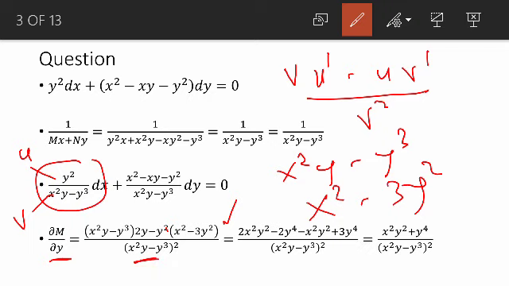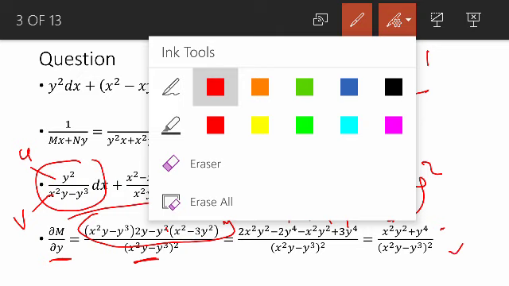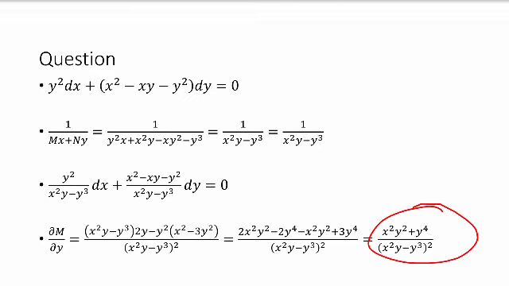So when you open up this bracket here, we are going to get 2x squared y squared minus 2y^4 minus x squared y squared plus 3y^4, all over x squared y minus y cubed, all squared. So from here you can see that 2x squared y squared minus x squared y squared gives us x squared y squared here. Then minus 2y^4 plus 3y^4 gives us y raised to power 4. And the denominator remains the same. So this is exactly what we get for the M_y, differentiating M with respect to y.